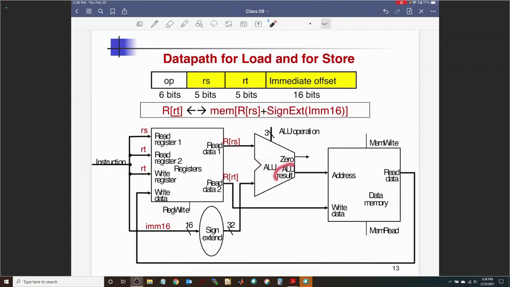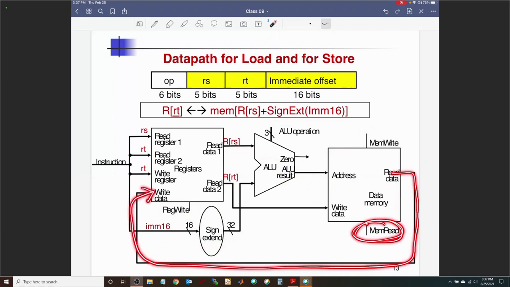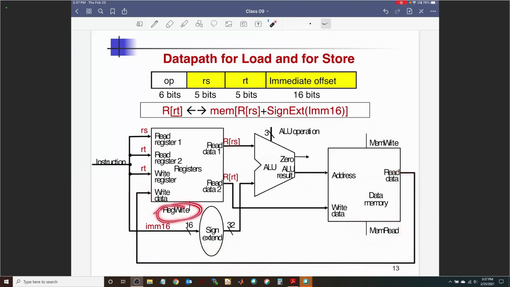And then that ALU result becomes an address that you're trying to either read to or write from, depending on whether you're doing a load or a store. If you were writing, then this guy would actually control what you're writing to the memory, and you would also have to enable memory write. If you are reading, then you need to enable memory read, in which case the data that you read from the memory goes back into the register file. That needs to be written to the register file, and you also need to make the register write one.